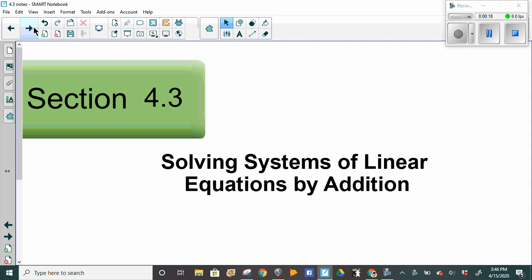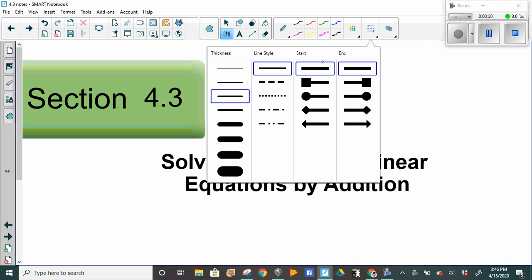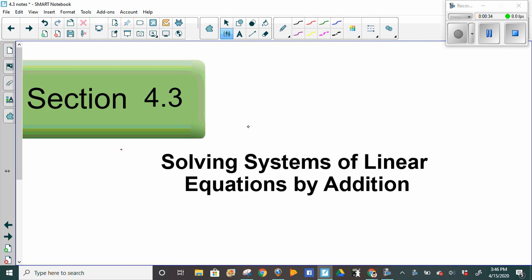I call it elimination, and that's what it's always been called up until this textbook. I had never heard of it called the addition method. So it's kind of the same thing though. But just so you know, basically what you're going to do is look at your two equations and eliminate one of the variables, solve for the one you didn't eliminate, and then plug it back in. So let's get started.